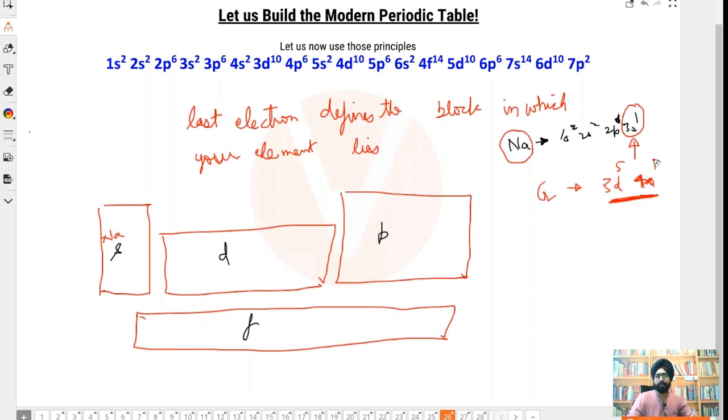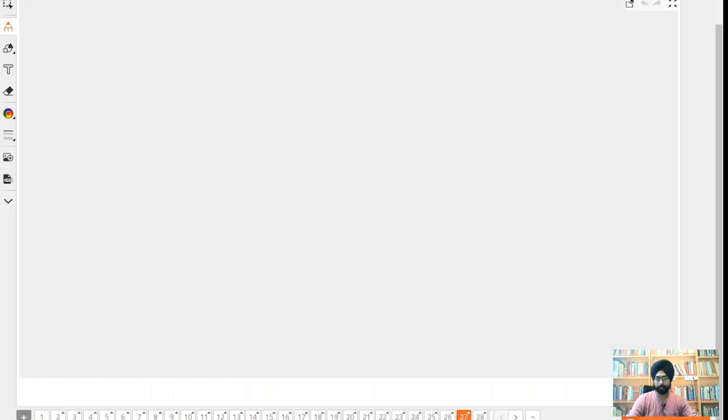Okay, so 3d5, 4s1. The 4s1 is filled first, then the last electron goes in 3d5, and that is why your chromium also lies in the D block. Similarly, for the P block, you have fluorine, so on and so forth, and for the F block, you have your build-up over all of these blocks of the periodic table.